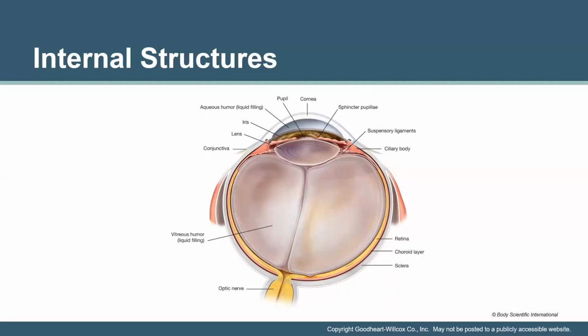So in the posterior chamber of the eyeball, the fluid within there is gelatinous. It is called the vitreous humor. And then the anterior compartment of the eye is going to be filled with what we call aqueous humor. So the posterior compartment of the eye will go from the lens all the way back to the retina. The anterior compartment is going to be from the lens to the cornea.